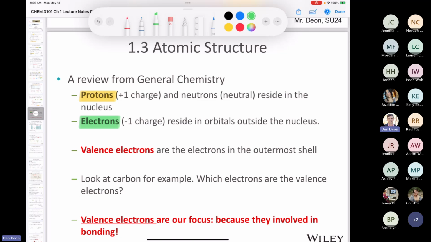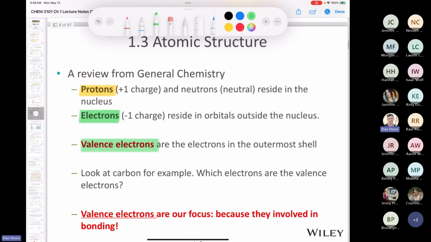Now, valence electrons, what are valence electrons? Those are the outermost electrons. And when we talk about bonding, when we talk about bonds being broken and bonds being formed, when we talk about chemical reactions, what are the electrons we're interested in? We're interested in the valence electrons. Why? Because those are the ones that are involved in chemical reactions.